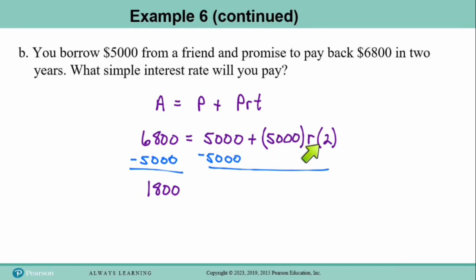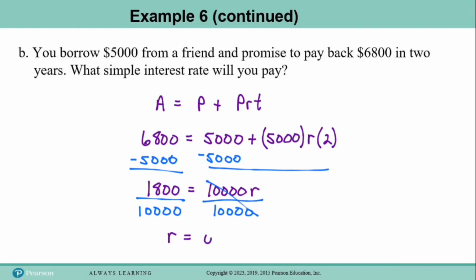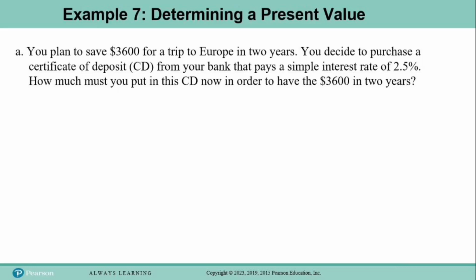So 5,000 times 2 is 10,000, and then I've got this R here. Okay, now I want to isolate the R, so I'll divide both sides by 10,000. And on the right side, the 10,000s cancel out, and it just leaves R. On the other side, 1,800 divided by 10,000 gives us 0.18, and we know that when we convert that to percent, we'll move the decimal to the right 2 places and stick the percent symbol on there, and it will be 18%. And let's look at example 7 together.